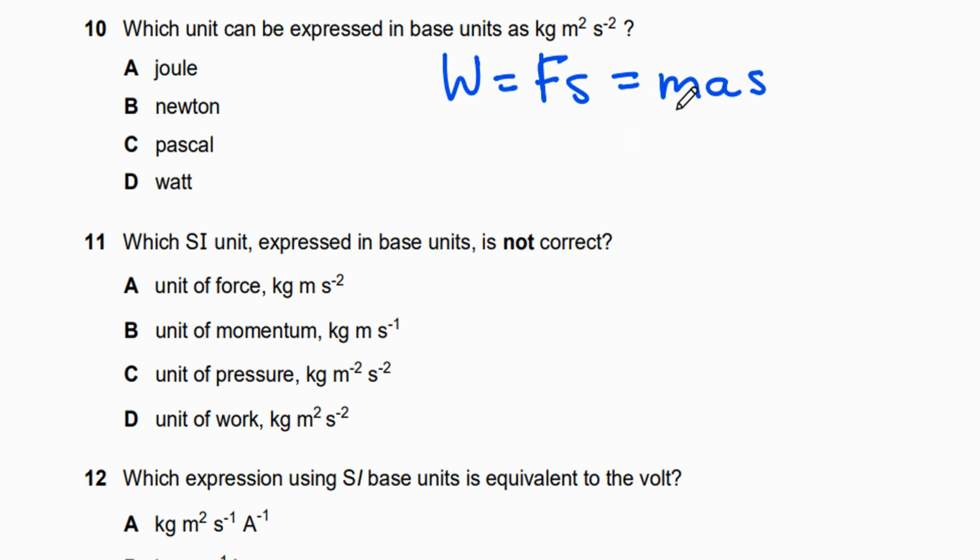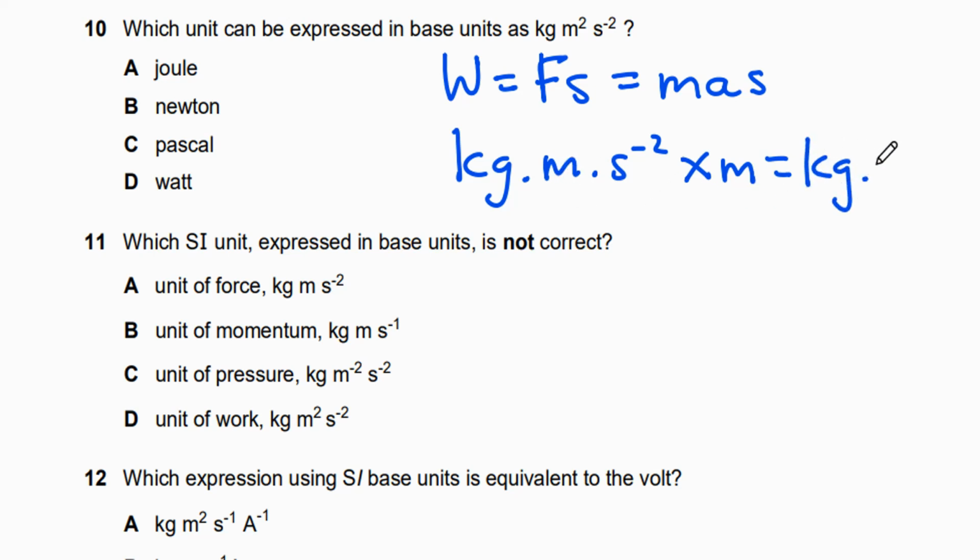So work done, or energy, will be m a s. The SI unit for mass is the kilogram. Acceleration is meters per second squared. And s is displacement, which is in meters. We can simplify this. m times m is m squared. So this will be the energy or the work done in terms of the SI base units. And we know then that this will be the equivalent of the joule. And this is in fact what we have here. So the answer is A.